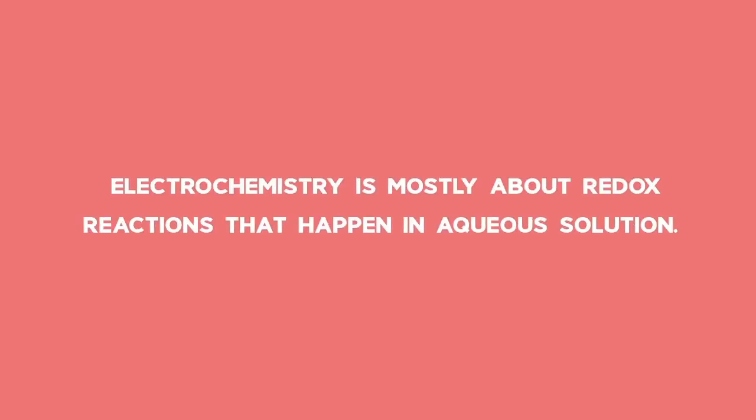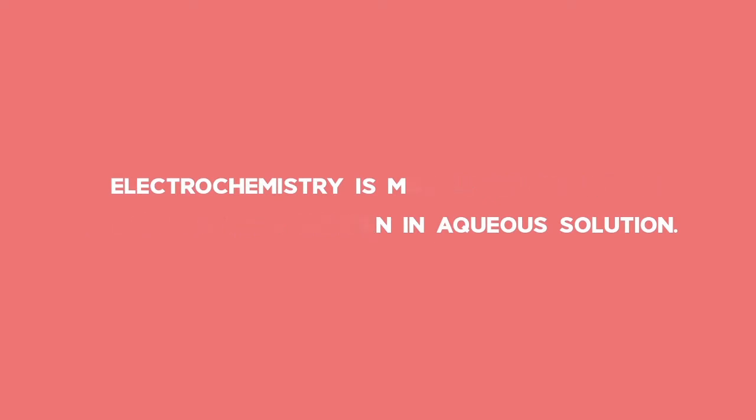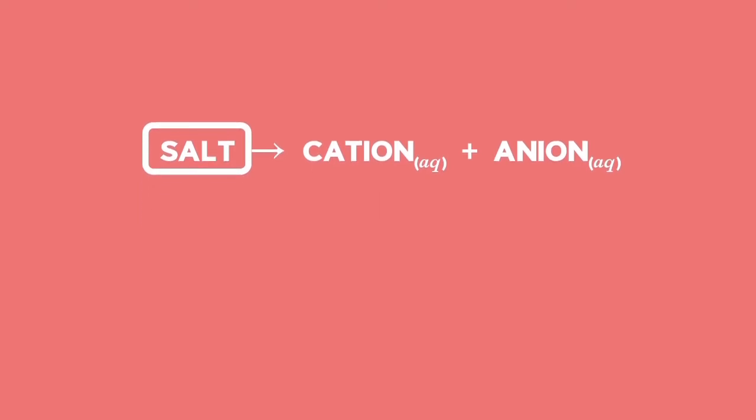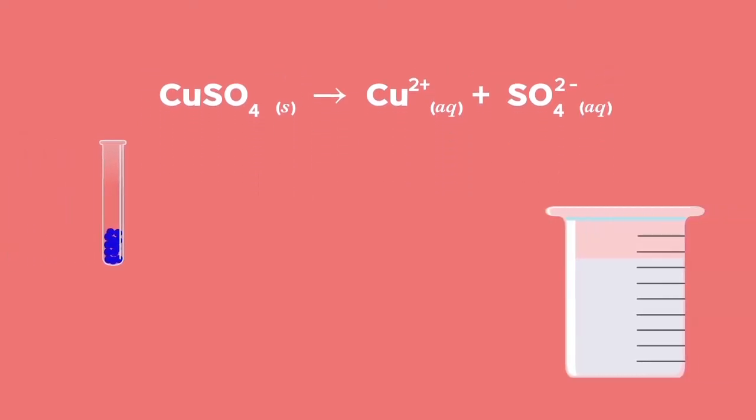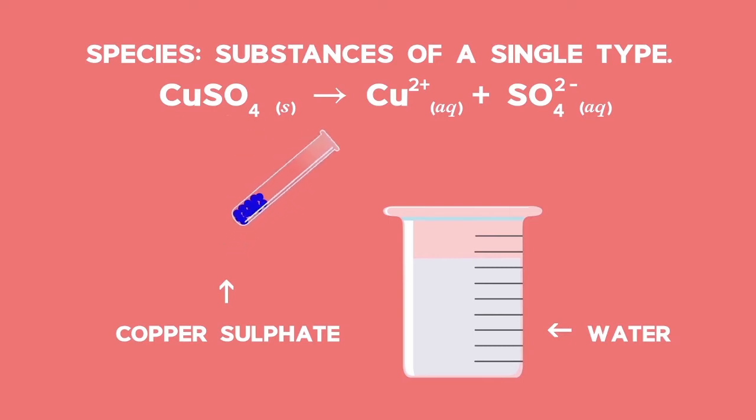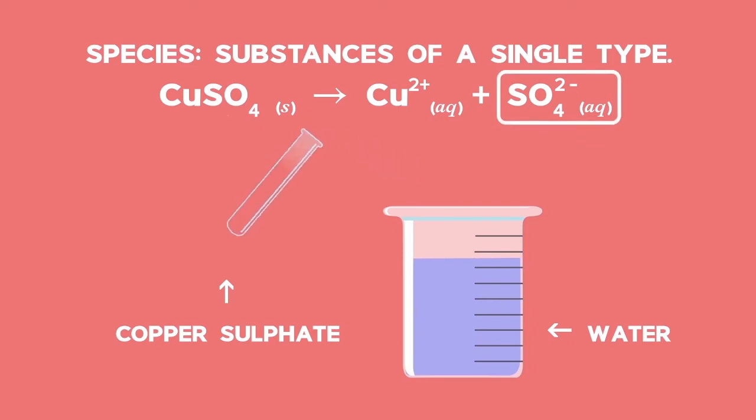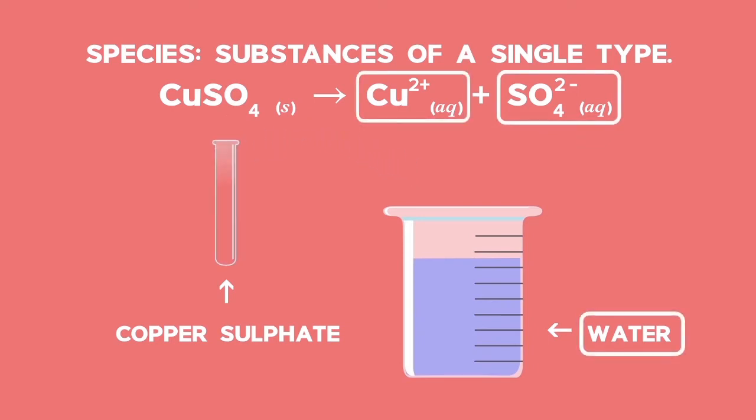Electrochemistry is mostly about redox reactions that happen in aqueous solutions. That means that the substances are dissolved into ions in most cases, especially substances we call salts. When ionic substances dissolve, remember that they dissociate into cations and anions. In electrochemistry, we treat them as separate substances called species. The sulfate ions, the copper 2+ ions, and even the water are considered species.